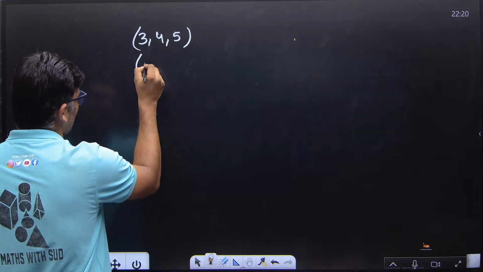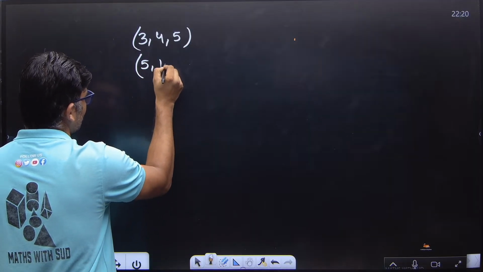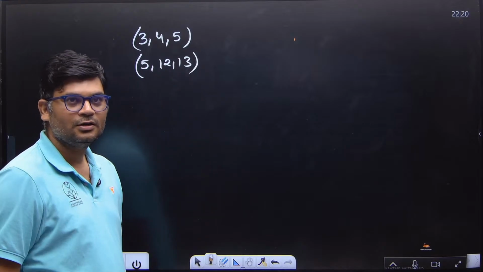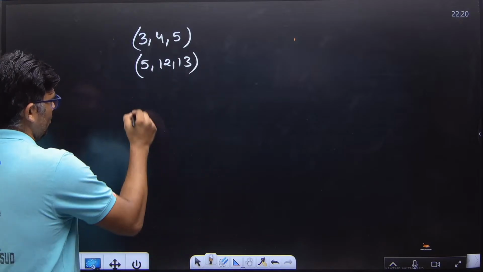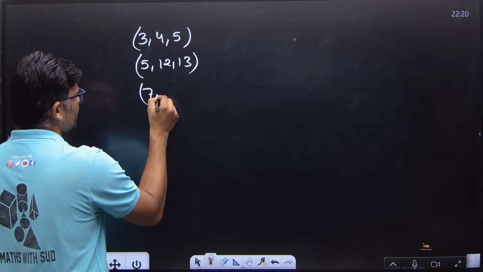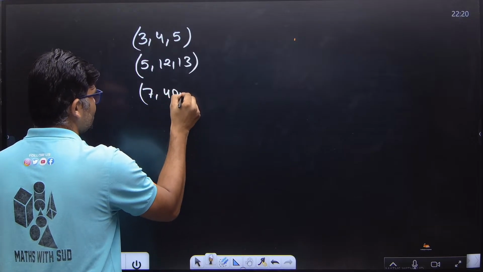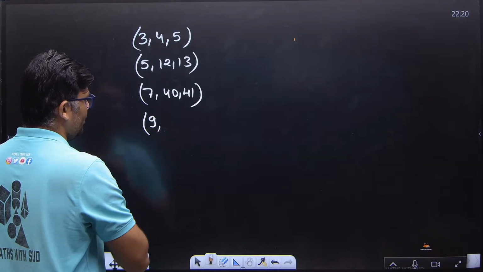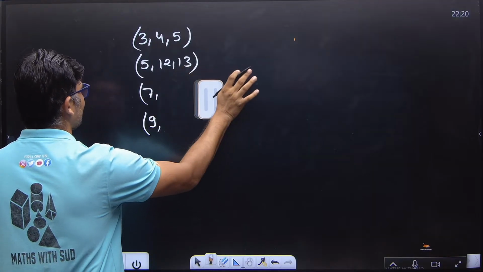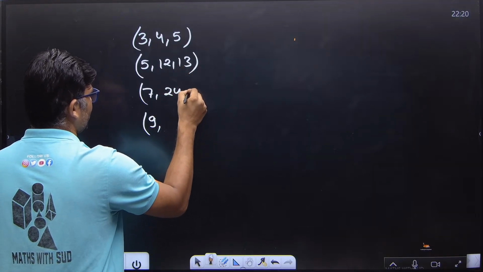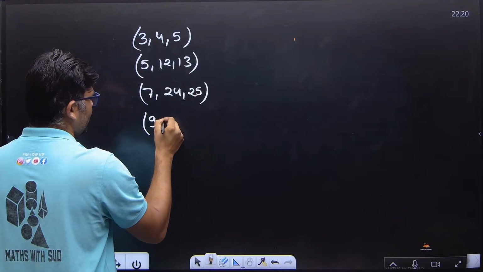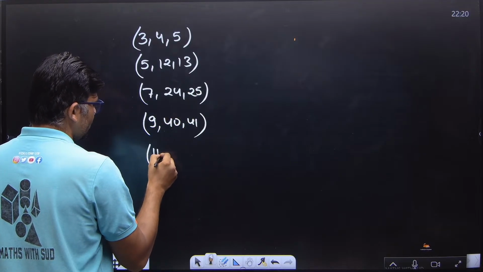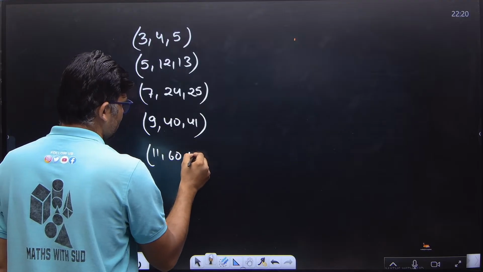What is the next odd number? It is 5, and then you have 5, 12, and 13. The next odd number was 7, which is 7, 24, and 25. And then it was 9, 40, and 41. Then 11, 60, 61.